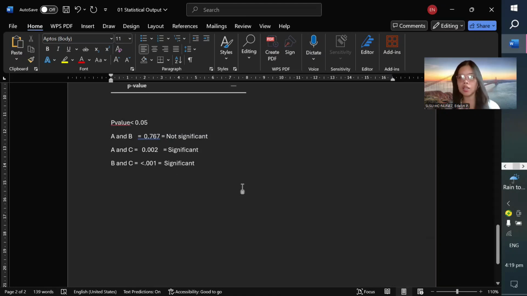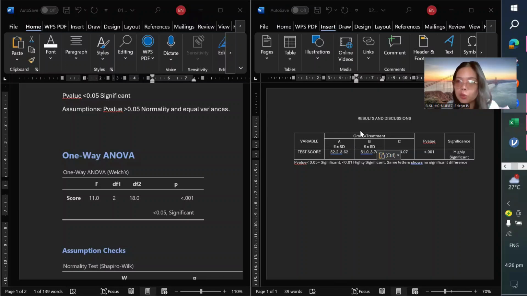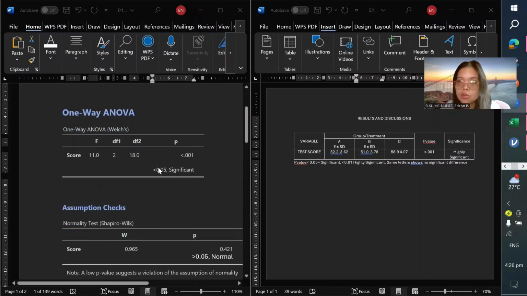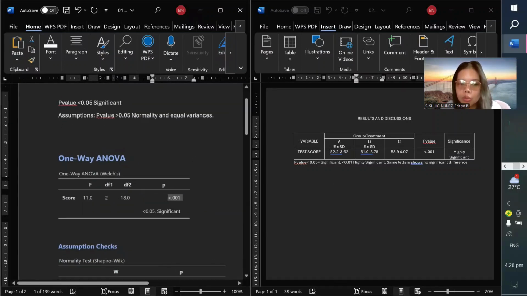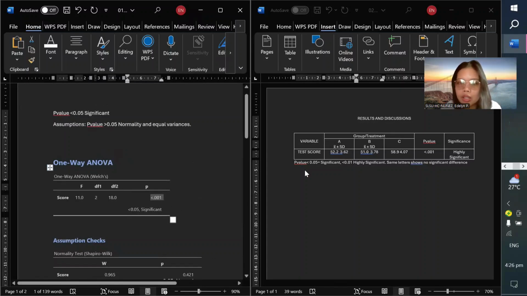Now, how do we put this one in our results and discussion? Let's find it out. So we are now in discussing or presenting the result. Some of you got confused because the output of Jamovi has a lot of numbers, but it is different once we report or present the result of the analysis. So there should be 2 separate files. The one is the result of the software, and the other one is for the results and discussion.